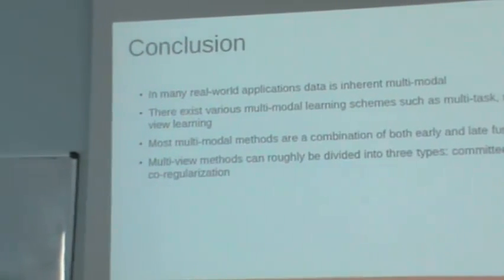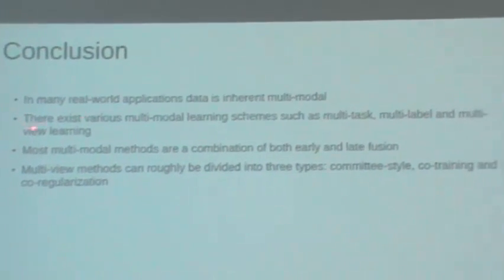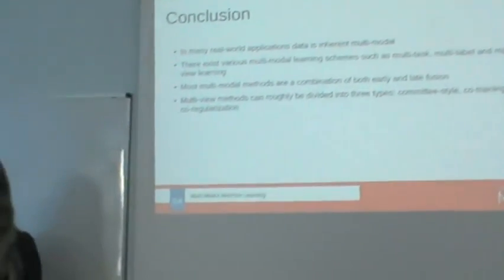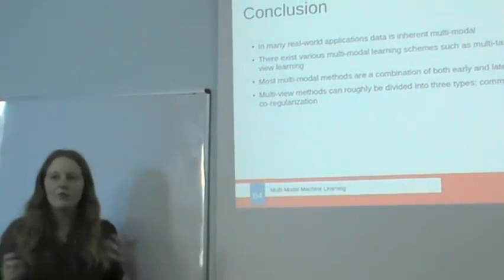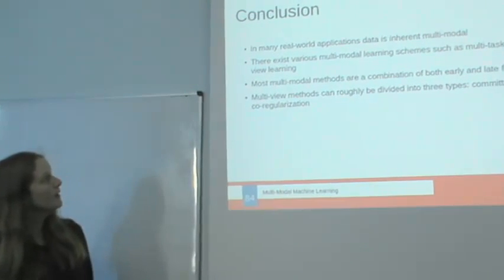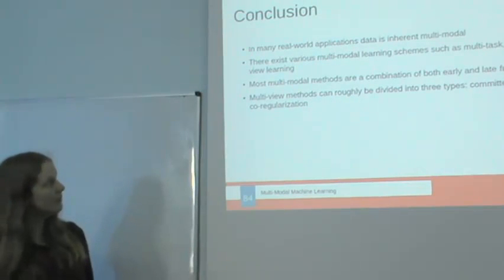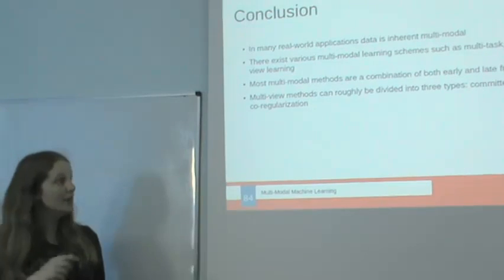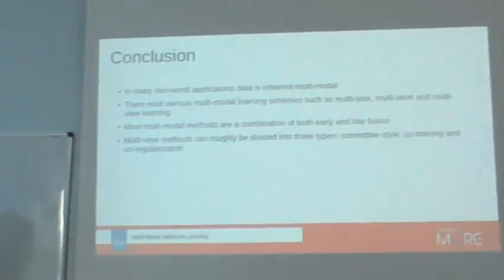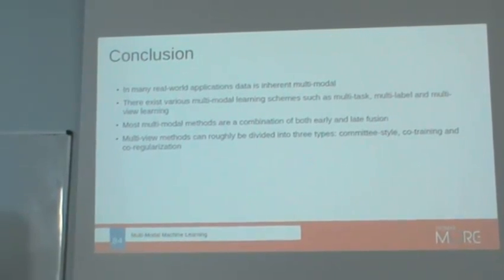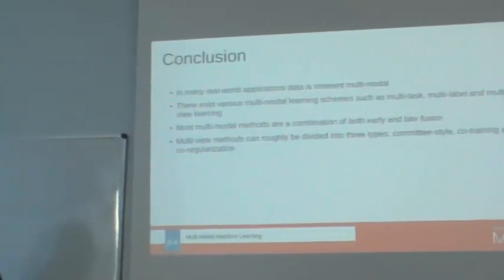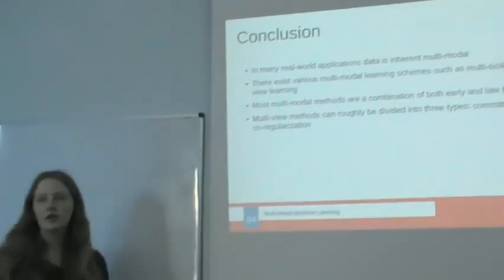Yeah, to conclude. As I said in the beginning, in a lot of applications, your data is inherently multimodal. You can always spot either multi-view, multitask, multi-label, anything. There exist various multimodal learning schemes, and I basically explained the 3 most current ones. Most multimodal methods are a combination of early and late fusion. It's usually good to do a combination, so you get advantages from both types. And the multi-view methods can be categorized roughly into 3 styles: the co-training, the co-regularization, and the subspace learning styles.